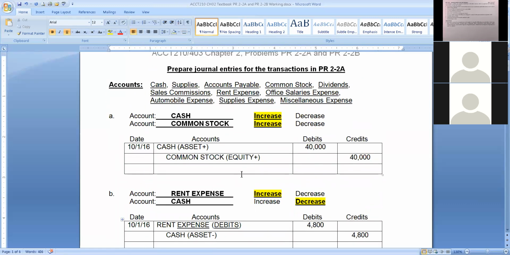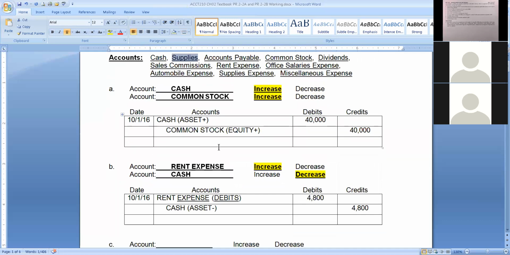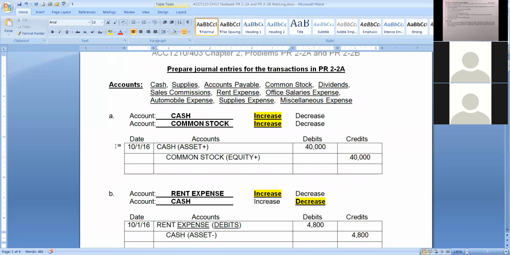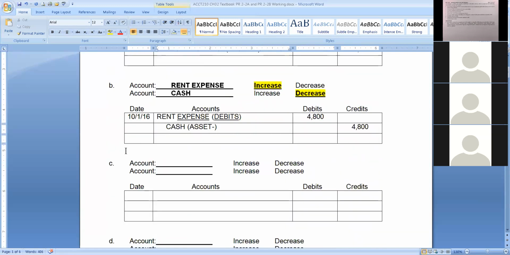Which account? Cash or supplies expense. Well, I'm sorry, supplies. It'd probably just be supplies at first. Wait, let me read this here. So purchase supplies on account. Oh, okay. So what kind of an account is it going to be? So purchase supplies, payable. Yeah. So we haven't paid them yet. So we're going to have supplies and accounts payable.